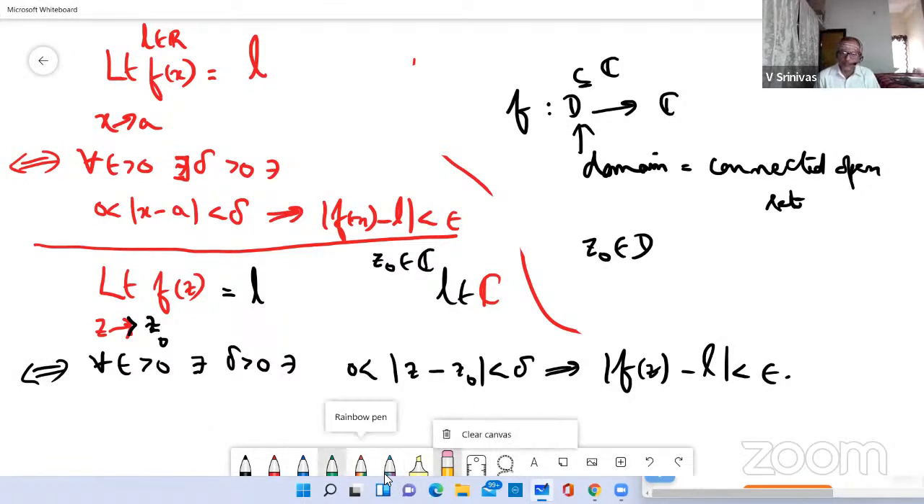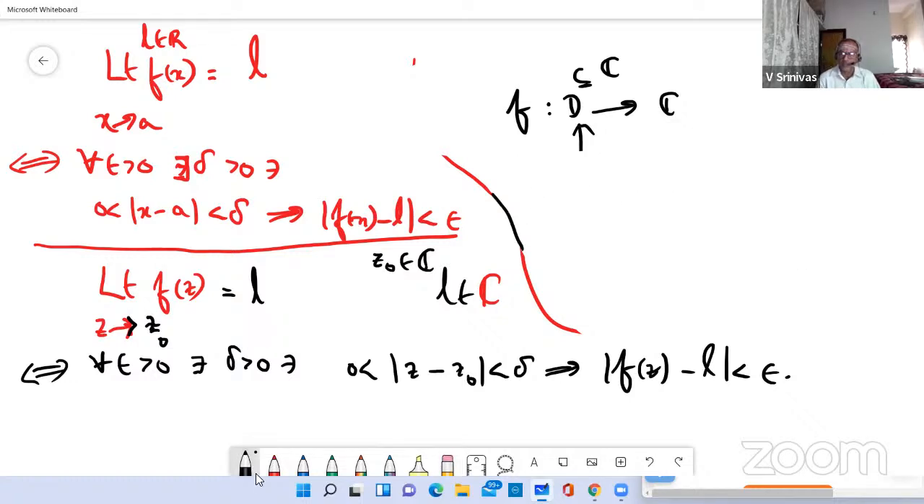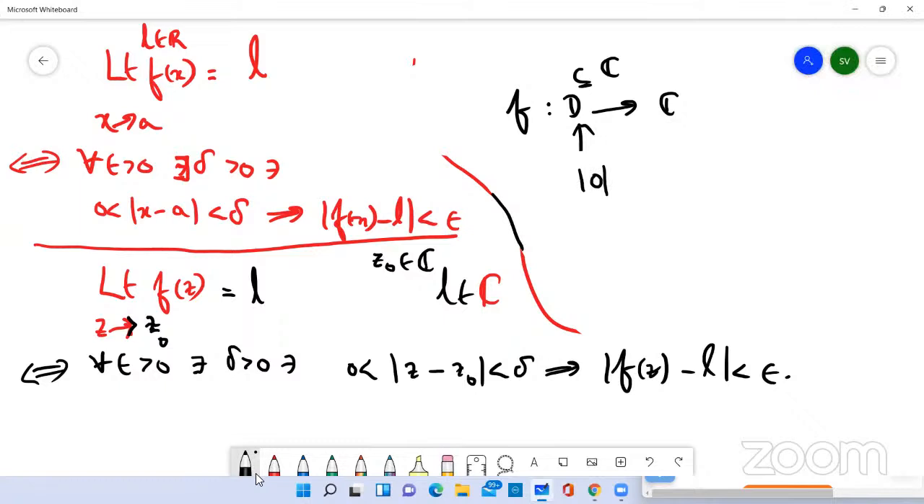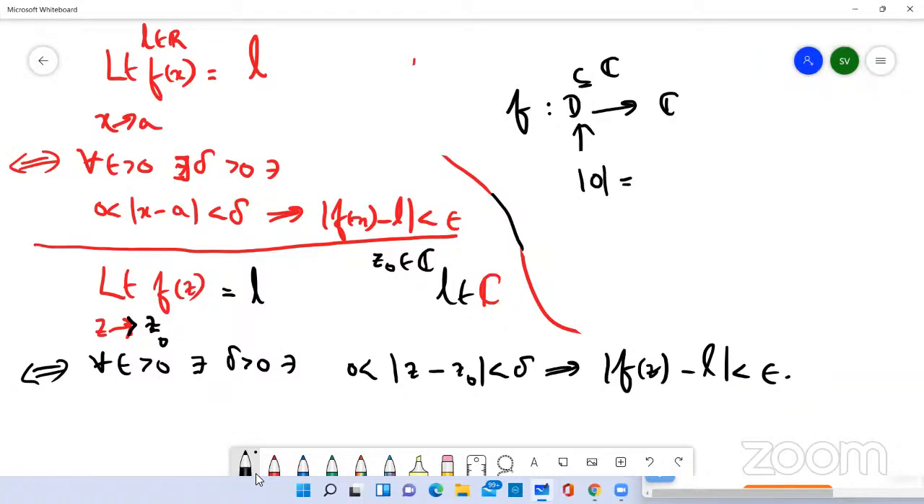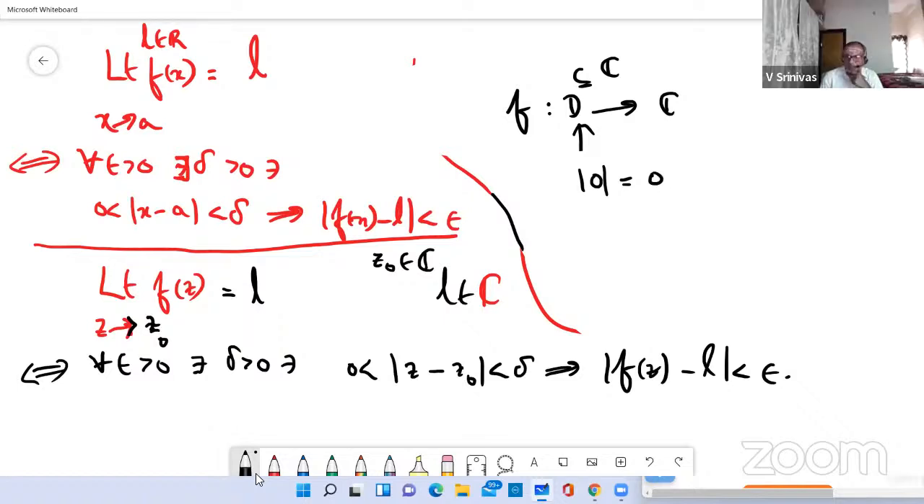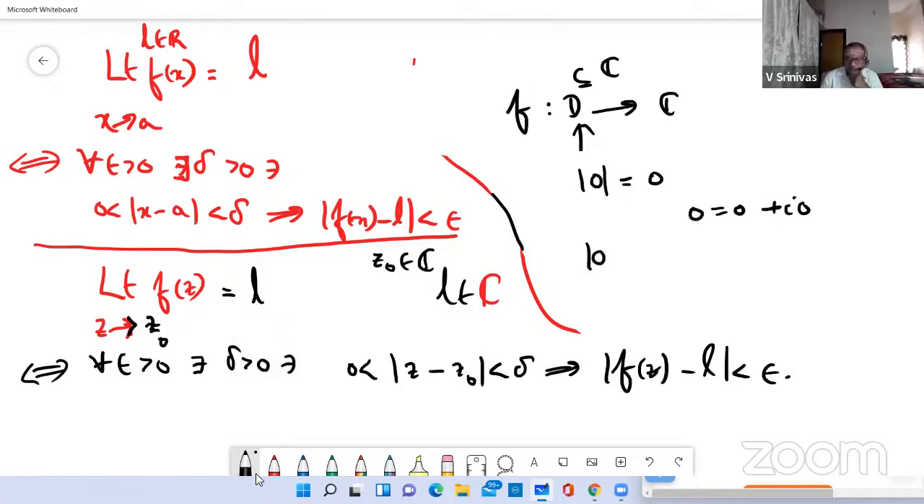Okay, let us see. Let us start with modulus of 0. There is no point in speaking things that you are not understanding. What is modulus of 0? If you take 0 as a real number, what is modulus of 0? It is 0. If 0 is a complex number, I can treat real number 0 as complex number 0. Then what will be modulus of 0?